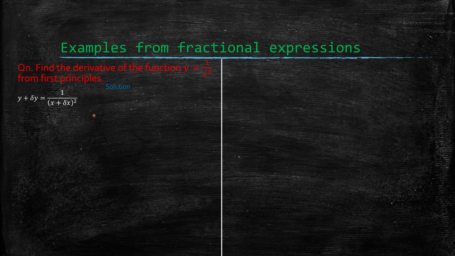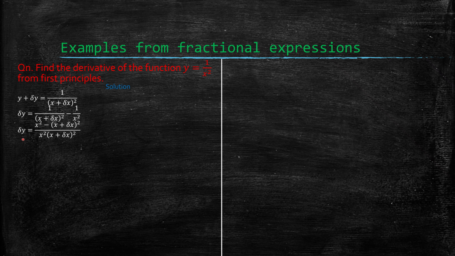We are going to do our very first step whereby we introduce small increments, and it becomes y plus small change in y being equal to 1 over x plus small change in x squared. Then after that, we are going to make small change in y the subject, whereby small change in y is equal to 1 over x plus small change in x squared minus 1 over x squared. The next step was to make it composite. So when we make it composite, this is how it's going to be.